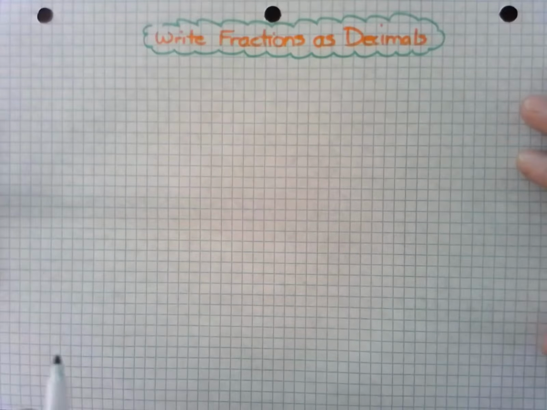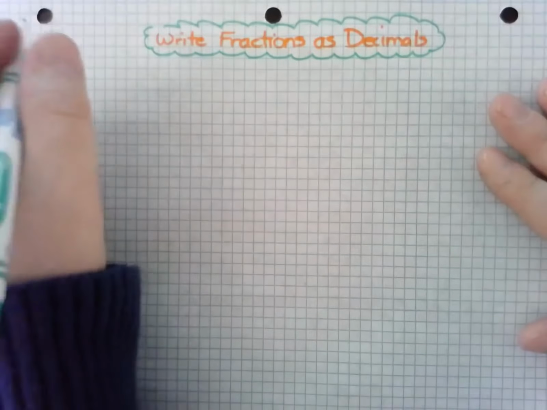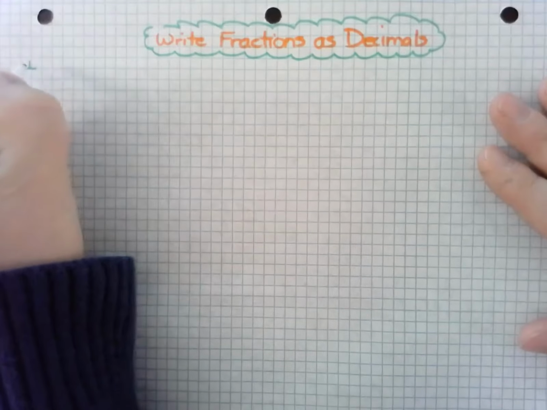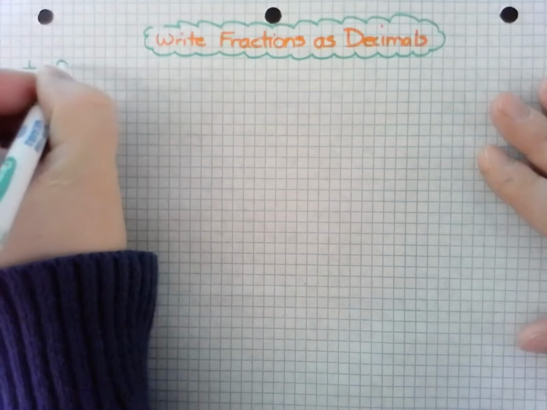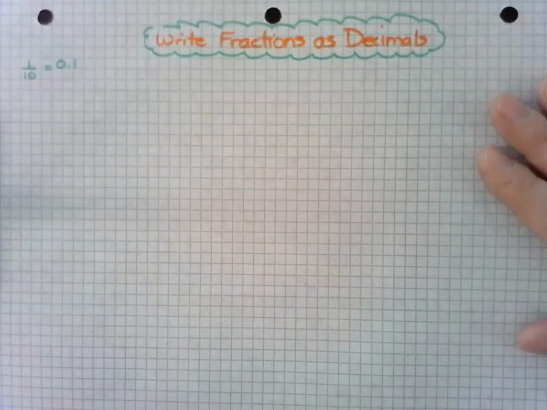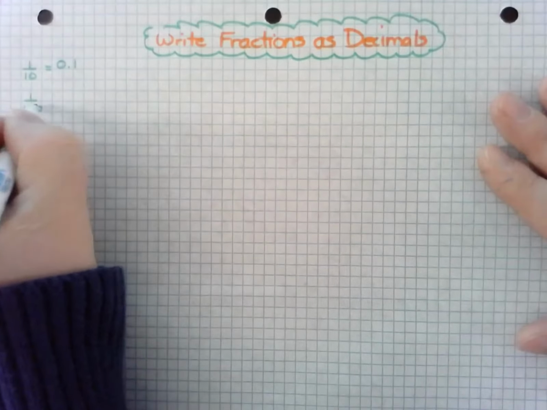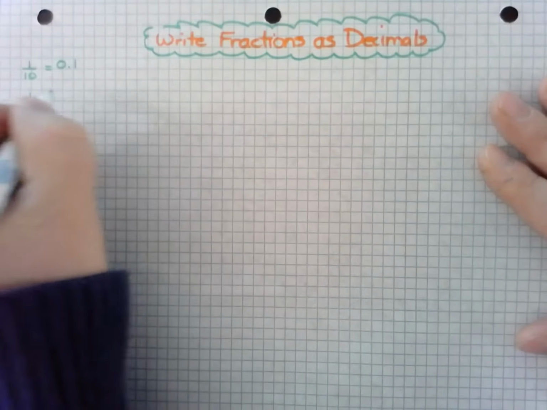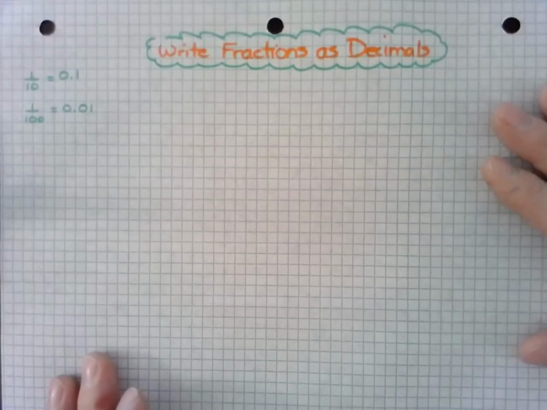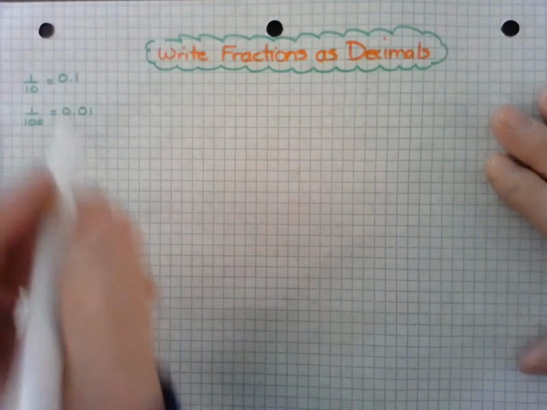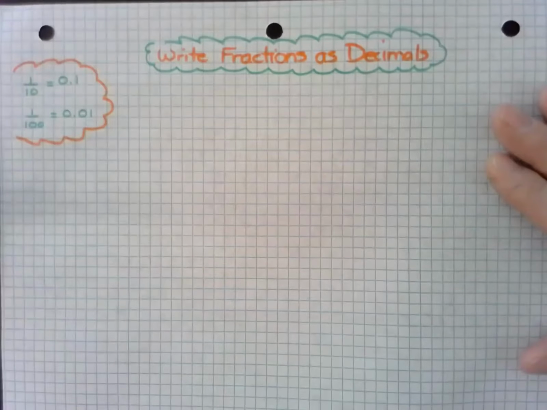Write fractions as decimals. It's important to remember an earlier lesson from this year in which we understood that the representation of 1/10 is equal to a 1 in the tenths place. We also understood that 1 out of 100, which is 1/100th, is represented as 0.01 with a 1 in the hundredths place. That will help you remember and understand why we're doing today's lesson.